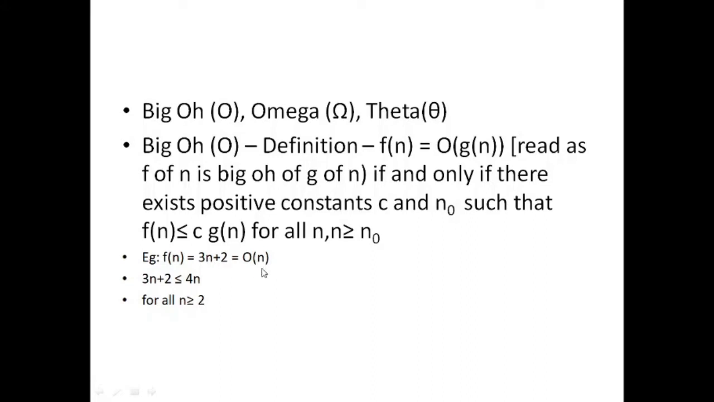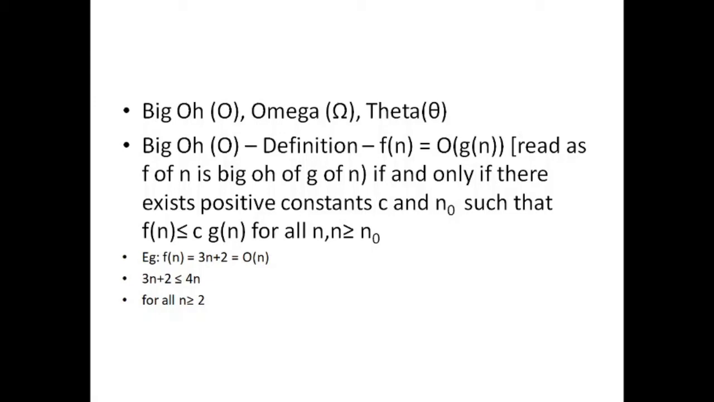We can write it like this only if it is possible to identify positive constants, some c. Here c is 4, and we say 3n plus 2 is less than or equal to 4n, and this is actually true for all n greater than or equal to 2. It is not true for 1. So this is true only for n greater than or equal to 2.